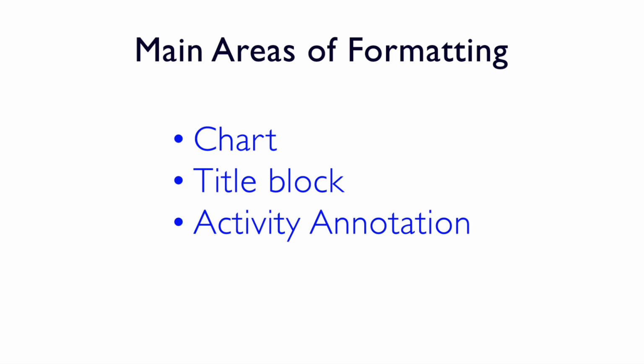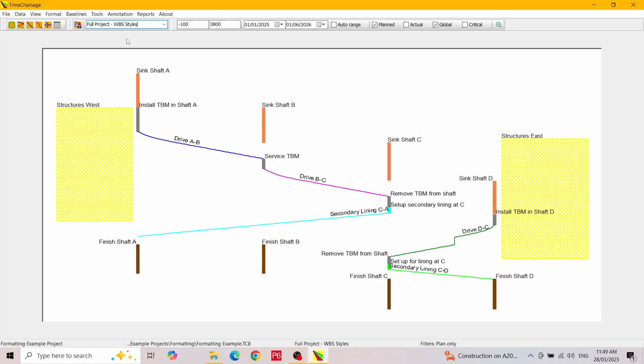TimeChainage has a good blend of formatting options that are likely to cover your needs whilst also being straightforward to use. In TimeChainage there are 3 main areas of formatting: the chart, the title block and activity annotation. Options for displaying and formatting annotation are to be found in the annotation menu. There are a couple of videos dedicated to annotation available now, and more will be produced in the coming weeks. The formatting options for the title block are in the headers dialog, found in the format menu.